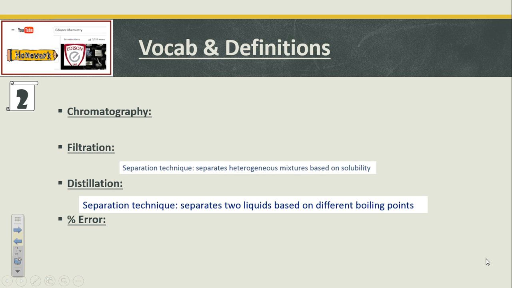Distillation. That's another separation technique that I use to make distilled water around here. It separates liquids based on different boiling points. I can do that in lab. I can show you that. I can demonstrate it. It's very fun and interesting.